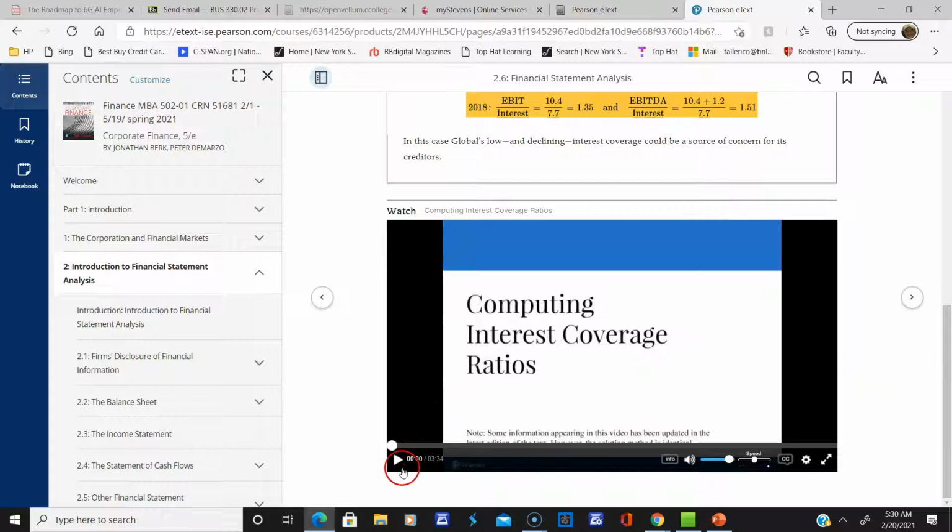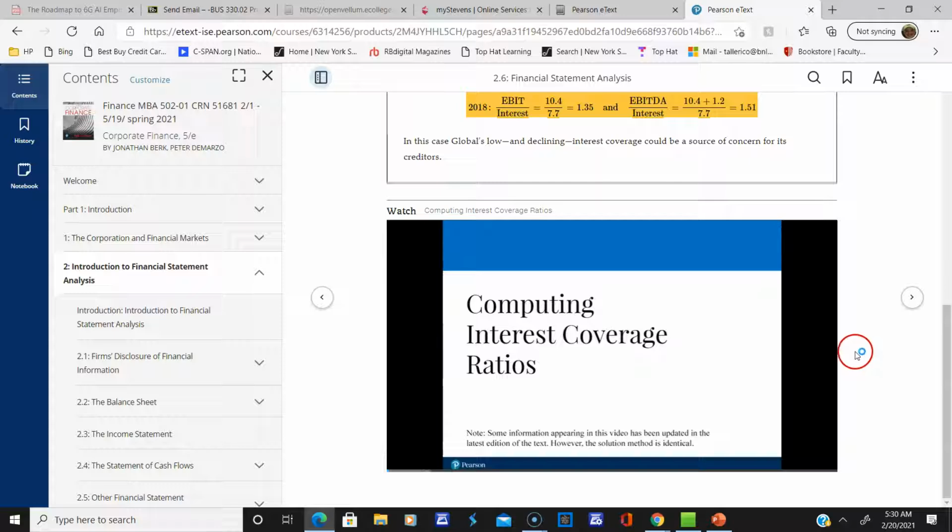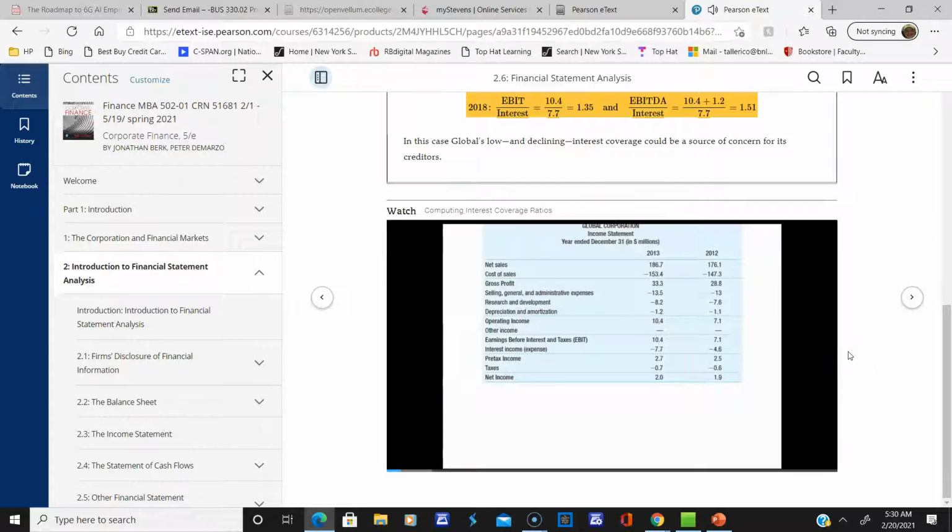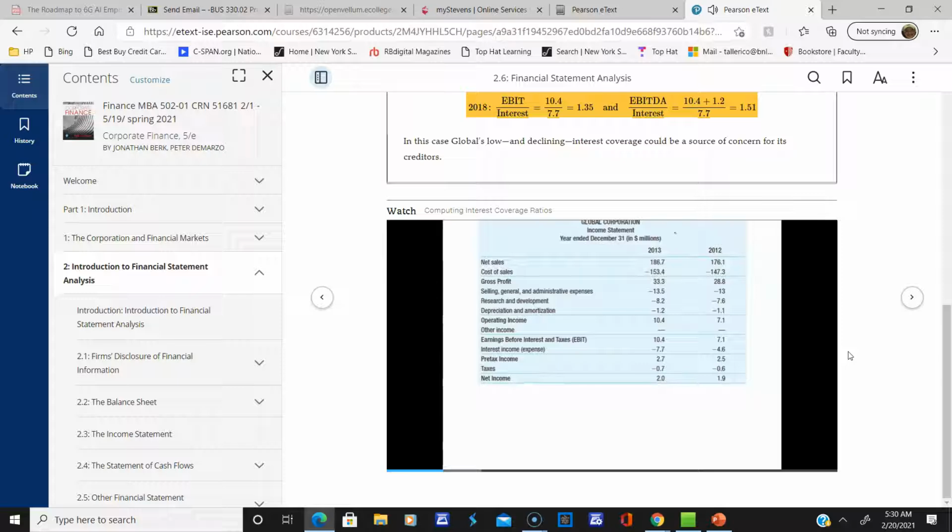All right, so let's go over this with this book example. Computing interest coverage ratios. In this problem, we're going to assess Global's ability to meet its interest obligations by calculating interest coverage ratios using both EBIT and EBITDA. EBIT is earnings before interest and taxes, and EBITDA is earnings before interest, taxes, depreciation, and amortization. All the information we're going to need to do this can be found on Global's income statement. So we'll do it for both years 2013 and 2012.